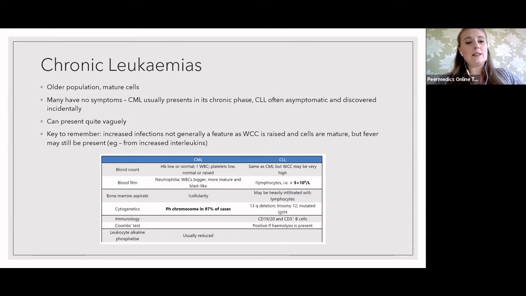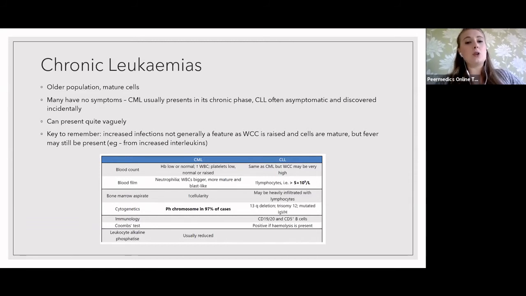You usually get CML presenting in its chronic phase, and it tends to target slightly younger patients, about 40 to 60. CLL is usually asymptomatic and discovered incidentally, and it's with patients for a long, long time. Often patients will have these and they'll die of something else before they die of them. So yes, they can present quite vaguely.